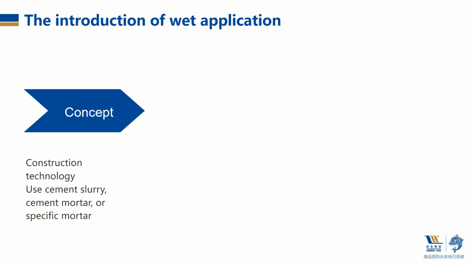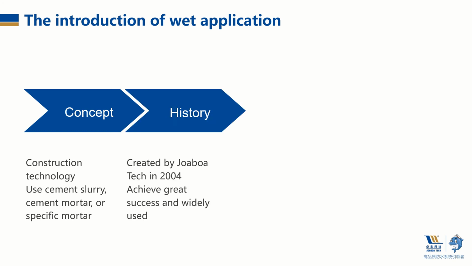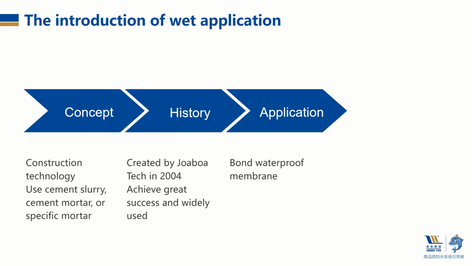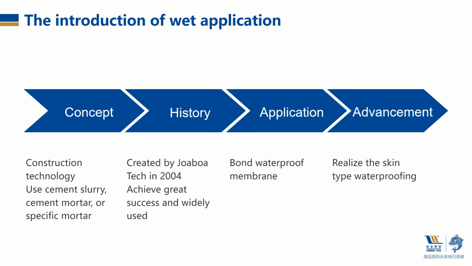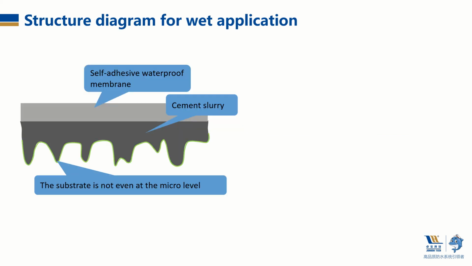As mentioned before, wet application is a kind of construction technology. It uses cement slurry, cement mortar, or specific mortar to bond with the concrete base. It was created by Tech in 2004. From then on, it has achieved great success and been widely used. It can bond waterproofing membrane on the substrate, and it can realize the skin type waterproofing concept.